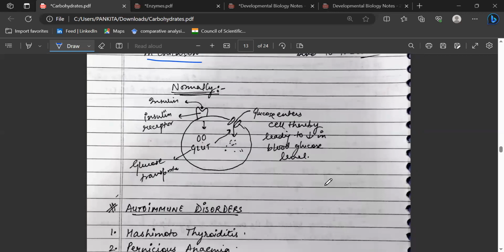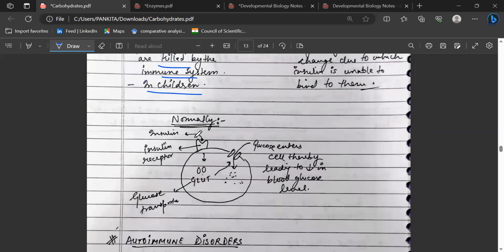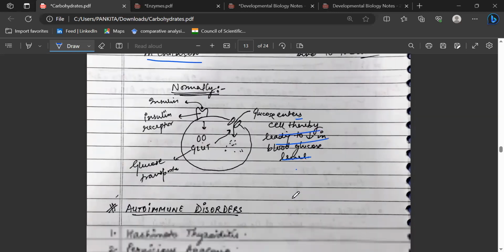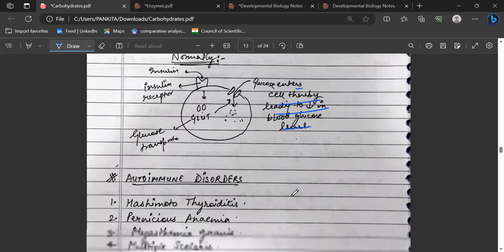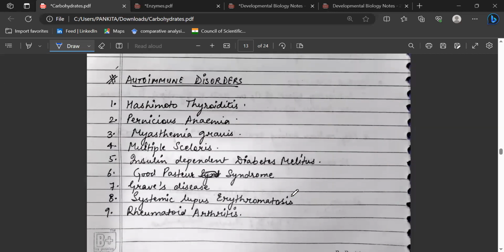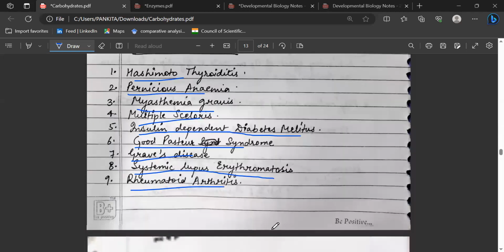Under normal conditions, the insulin receptor is present on the cell. Insulin comes and binds to the receptor. Glut transporter opens and glucose enters the cell, thereby decreasing the glucose levels. That's how the blood glucose level is maintained. Examples of a few autoimmune disorders are Hashimoto thyroiditis, pernicious anemia, myasthenia gravis, multiple sclerosis, insulin-dependent diabetes mellitus, Goodpasture syndrome, Graves' disease, systemic lupus erythematosus, and rheumatoid arthritis.